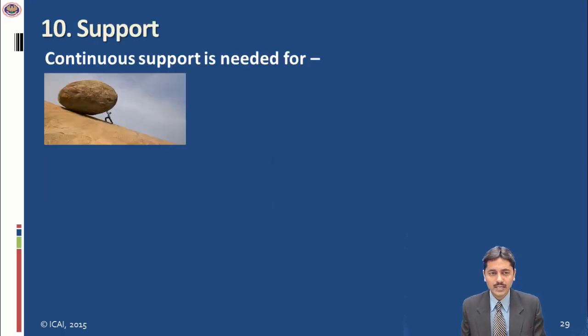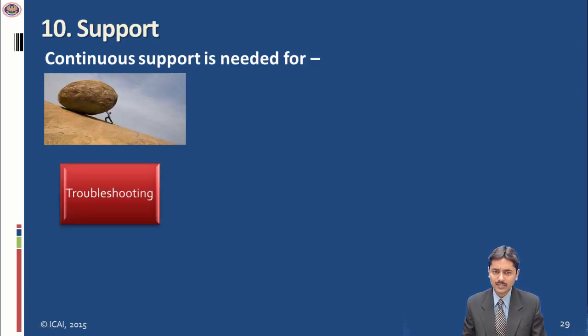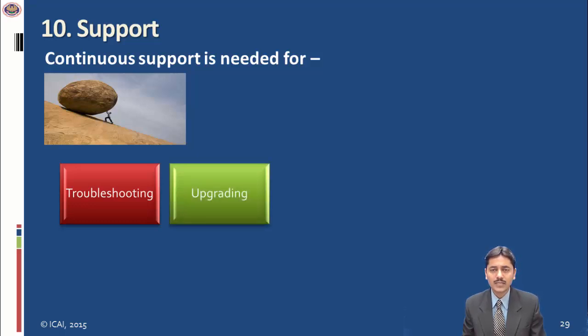And once it is okay, the system will run fine. A lot of support is needed initially, but some amount of support is needed regularly to maintain the system, to improve the system, and to work with the system. Support is needed in three areas. Support has three parts. The first is troubleshooting: whenever there is a problem, the support team must solve it immediately and provide the solution.